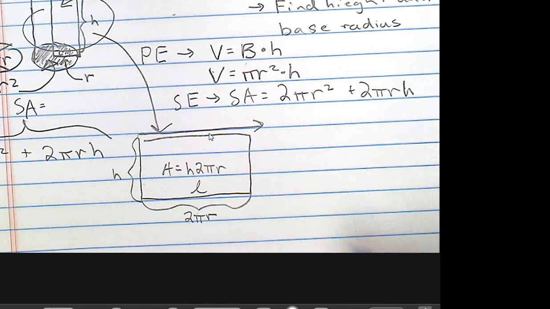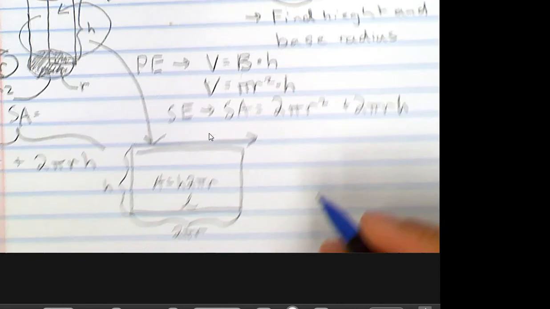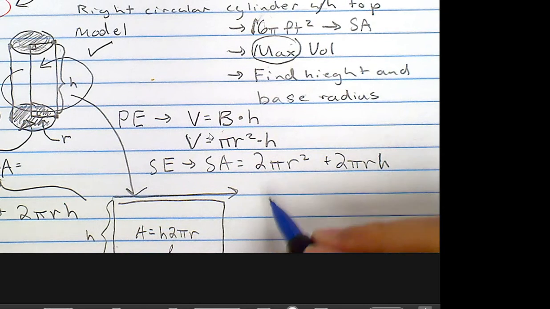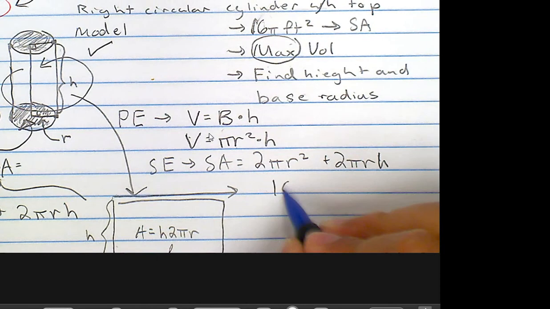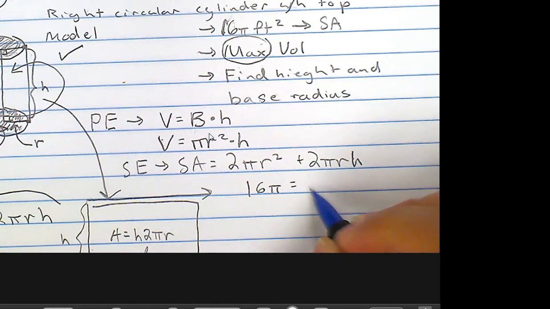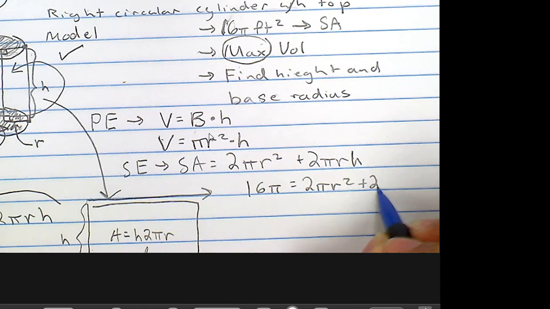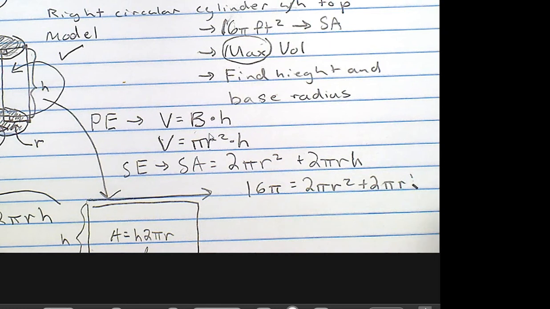Now, what am I going to use for my parameter in my surface area? 16, because that's what was given, right? 16 pi equals 2 pi r squared plus 2 pi r h. Misfire. Dang it. I got to reload again. There we go.